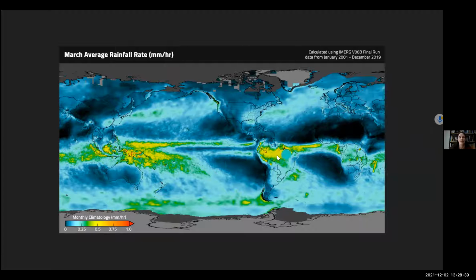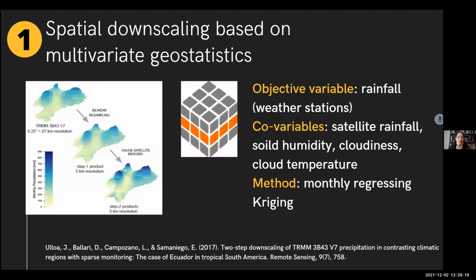This is an average rainfall rate for the month of March. And why I work with precipitation in Ecuador is because I am here, and we are in a tropical region, as is explained a lot here, and we have the Pacific influence, but the Amazon influence also. So that is a very important variable in Ecuador, with the strong influence of El Niño and La Niña events. That's because rainfall is a main variable here.